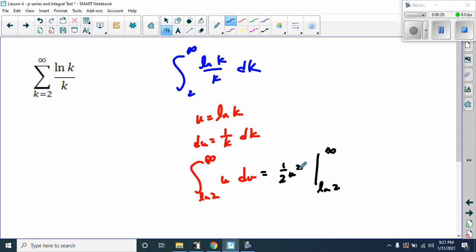Plug in infinity, I get infinity squared times 1/2. That's infinitely big minus some number. So this does not exist. This diverges. There is an infinite amount of area under there. Therefore, this diverges as well.